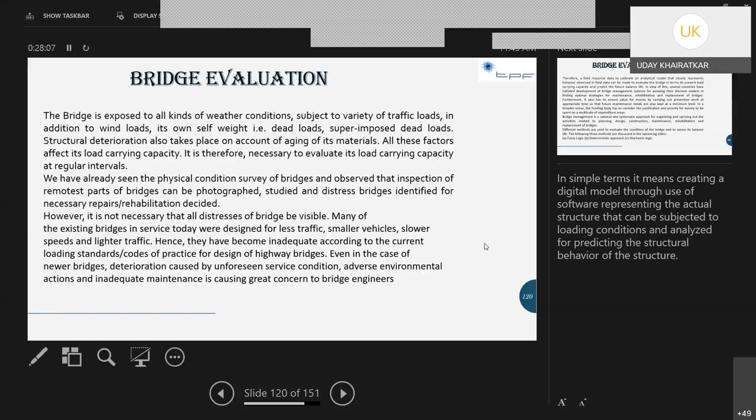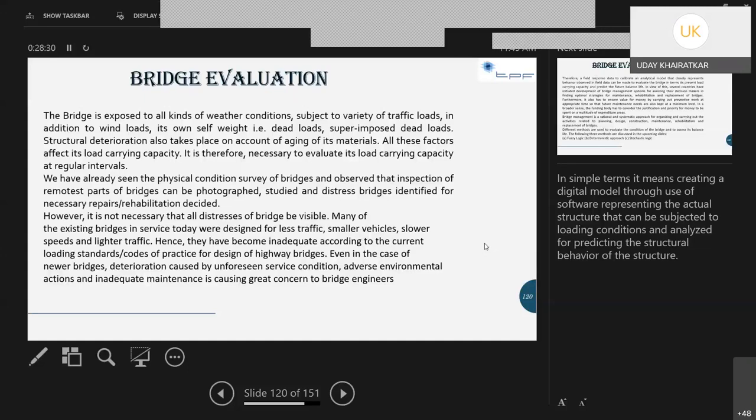The bridge is exposed to all kinds of weather conditions, subject to a variety of traffic loads. In addition to wind load, its own self-weight, dead load, and superimposed dead loads, structural deterioration also takes place on account of aging of its material. All these factors affect its load carrying capacity. It is therefore necessary to evaluate its load carrying capacity at regular intervals.